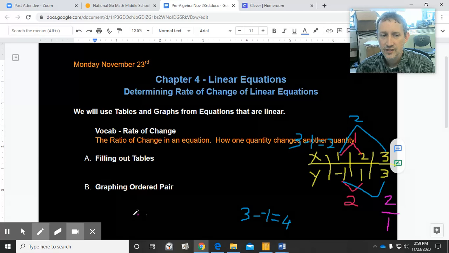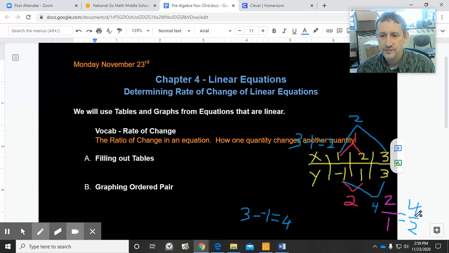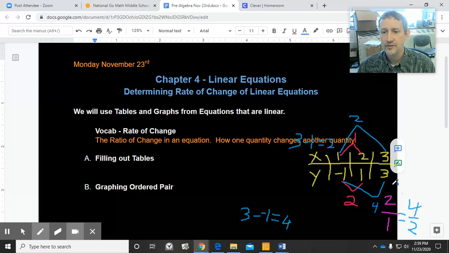That's 2 over 1. And if you look at it, that's the same thing as my change in y here with the blue, which was 4, over the change in x, which is 2. 4 over 2. These equal each other because you're just multiplying the top and bottom by 2. So these are equivalent fractions. 2 over 1 is the same thing as 4 over 2. Or 2 divided by 1 is 2. 4 divided by 2 is also 2. But we did that by seeing the change in y over the change in x.